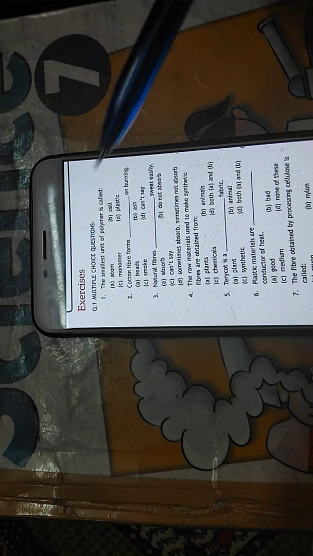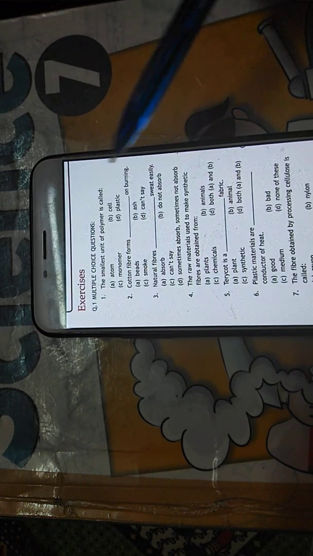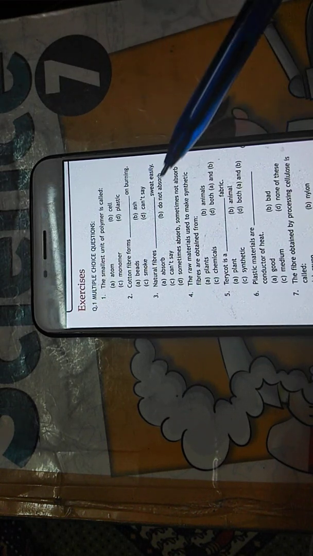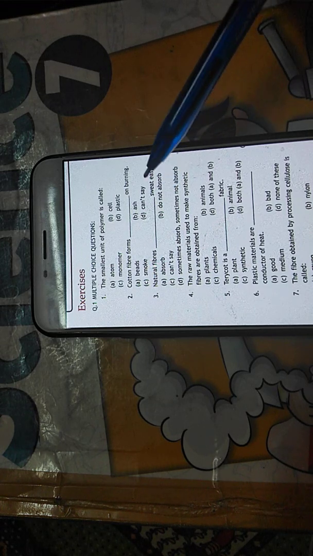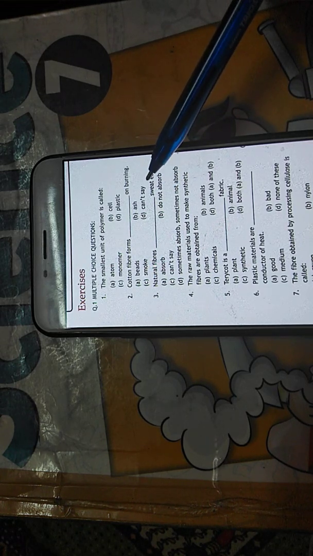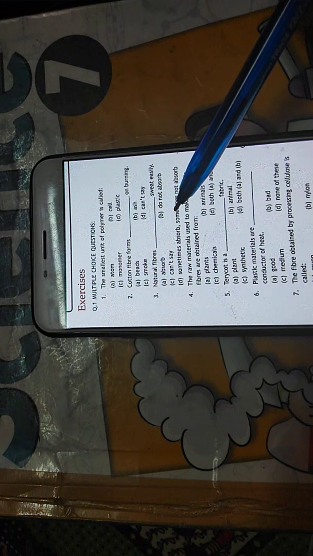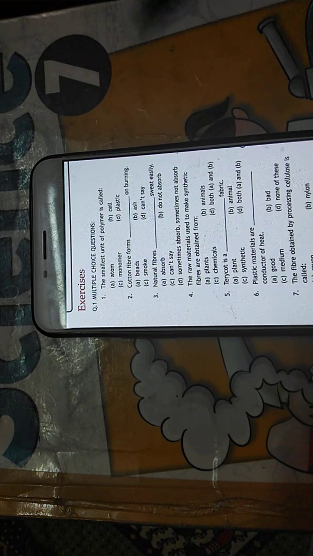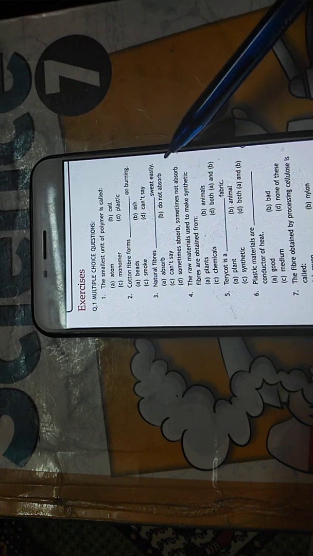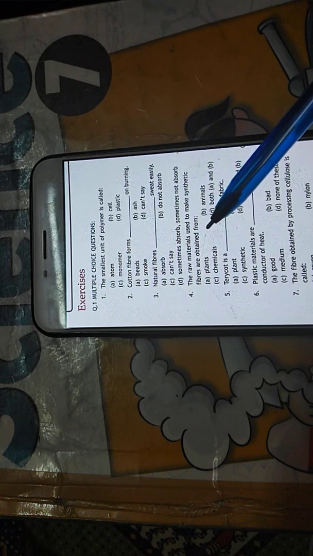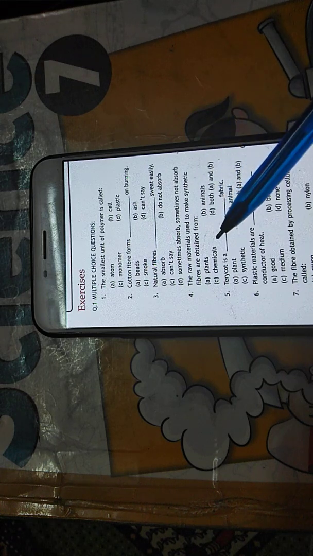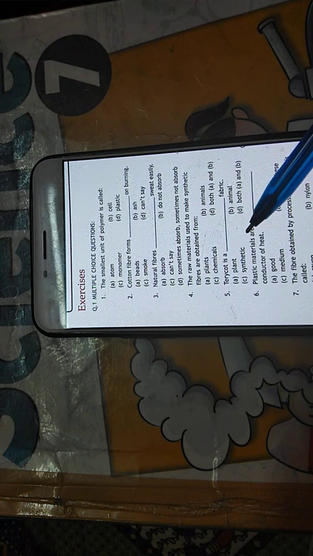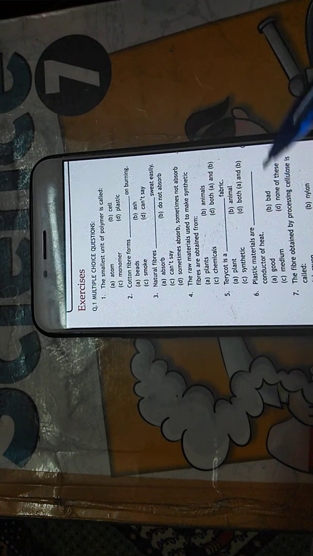Students, next we are having what, exercise questions. The small unit of polymer is called what? Monomer. Cotton fibers form what? Dash on burning, ash. Natural fibers absorb or do not absorb sweat? Natural fibers absorb sweat easily. The raw materials used to make synthetic fibers are obtained from what? Chemicals. Terrycotton is a dash fabric.